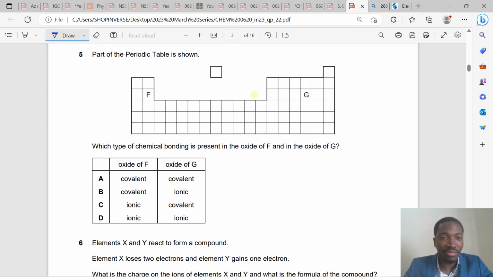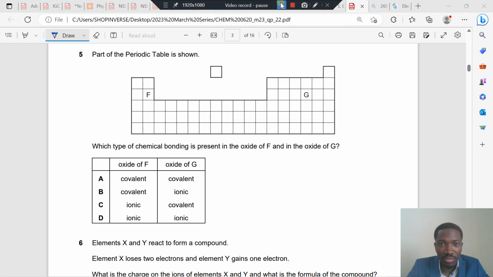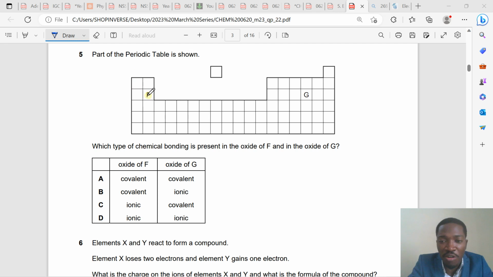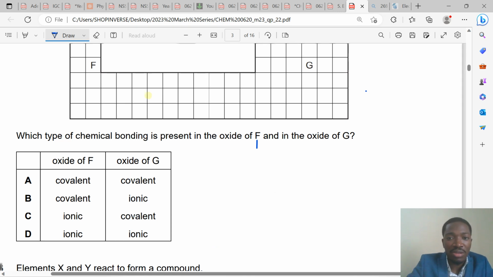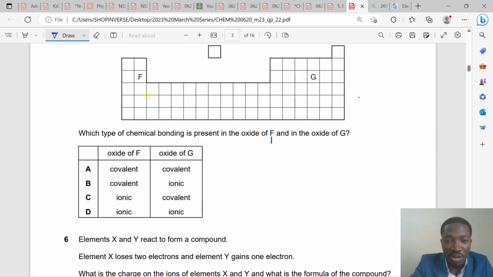Let's go to question 5. Part of the periodic table is shown here. The question says, which type of chemical bonding is present in the oxide of F and in the oxide of G? Looking at F, you see this is group 1, group 2. Group 2 elements have an oxidation number of +2.